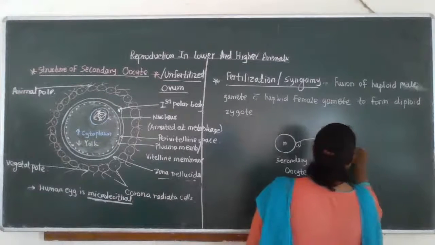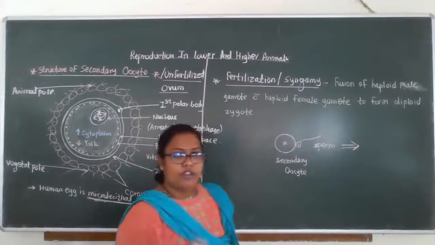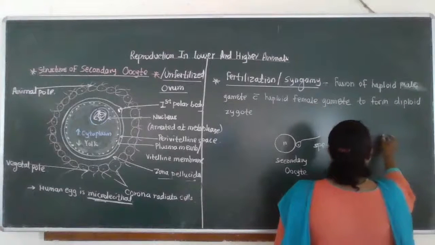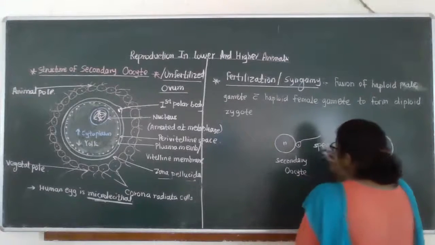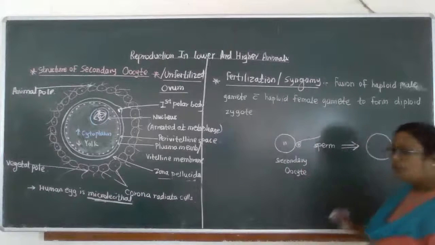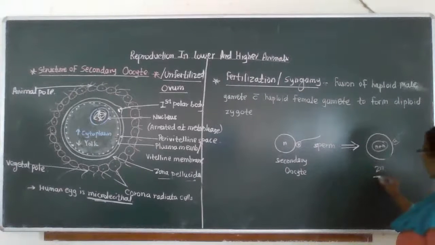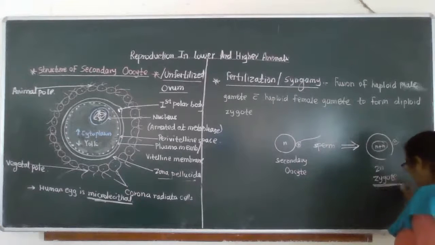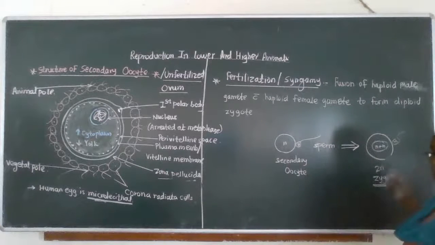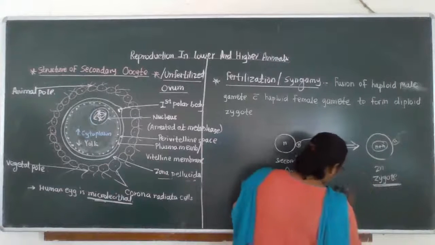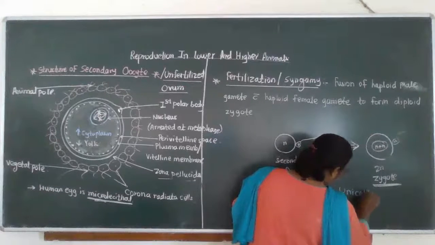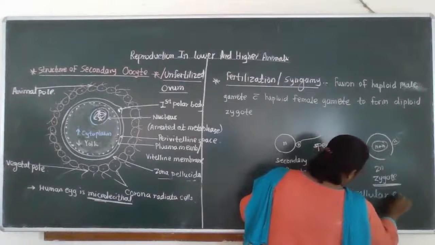What is the result of this? Its result is the formation of a diploid zygote. This is also a haploid, so a single set is coming from the sperm and a single set from here, to form a diploid zygote. And mark the sentence: this zygote is a unicellular embryo.